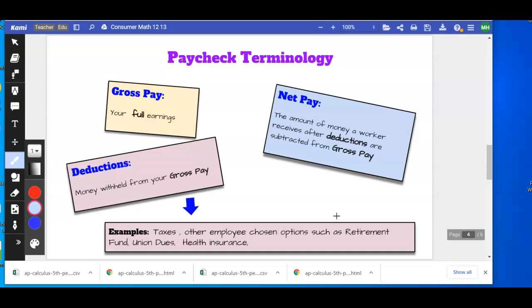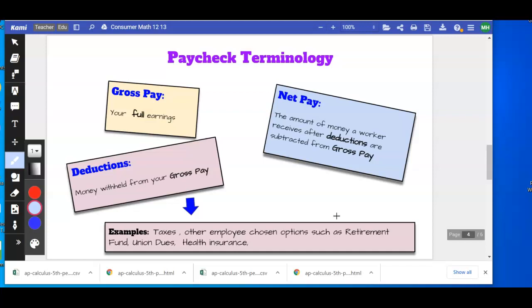Sometimes employees choose to have money taken from their paycheck, sort of as a forced savings. You can have money put into a retirement fund from your paycheck, and a lot of times the company would match it. Sometimes if you're in a union, you have to have your union dues taken out. Sometimes you can pay for part of your health insurance through your deductions. So those are examples of things that might get deducted from your pay.